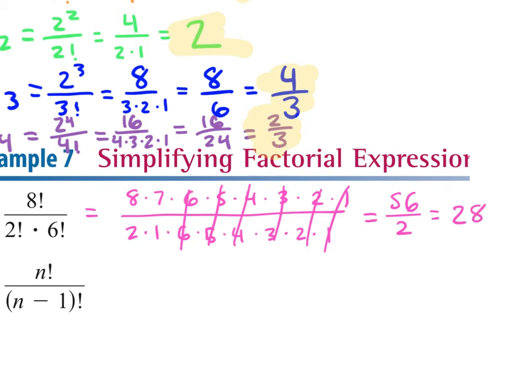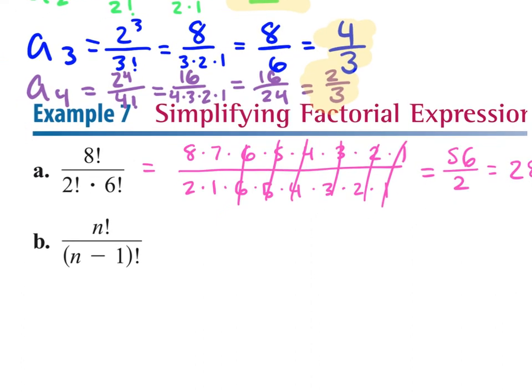28. Another way we could do this, save you a little bit of time: on the top, if you see you have 8 times 7 times 6, and then you just decrease from 6, this would be 6 factorial over 2 times 1 times 6 factorial. The 6 factorials would cancel out. So if you can see that right off the bat, go ahead and cancel them out.